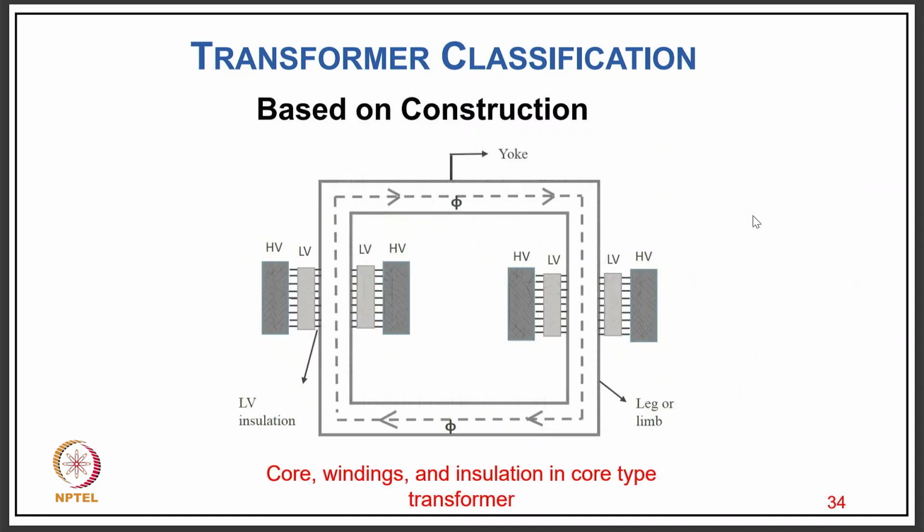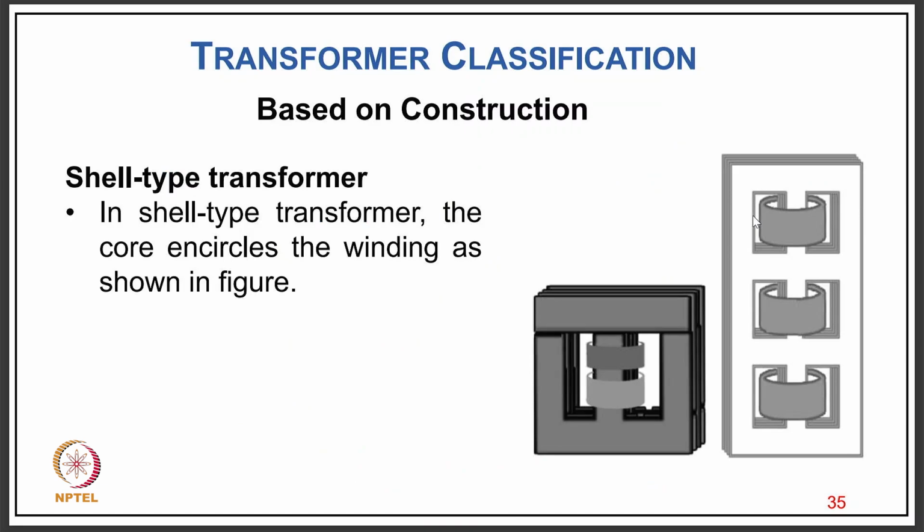As you can see here, the LV winding is put closer to the core, and half the HV winding is put away from the core to reduce the insulating material. Also, of course, the flux path is through the core. That core, both sides of the limb, we call the limbs, and the upper and lower portions we call the yoke here.